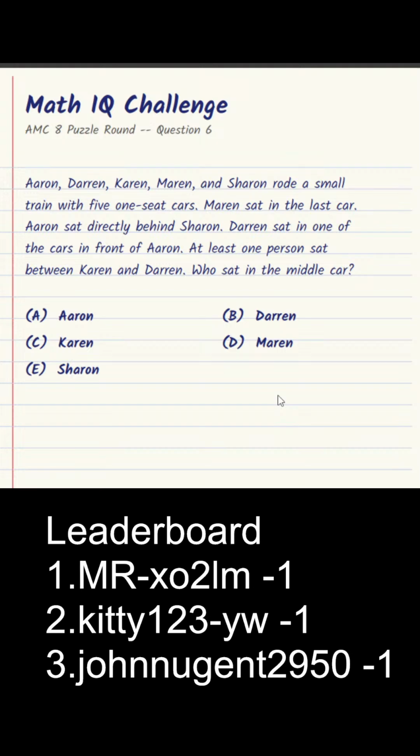You can pick one answer. So if your latest answer is C, then okay, we'll consider C as your answer. That is Karen.